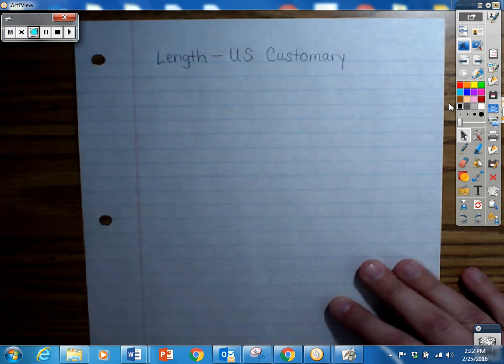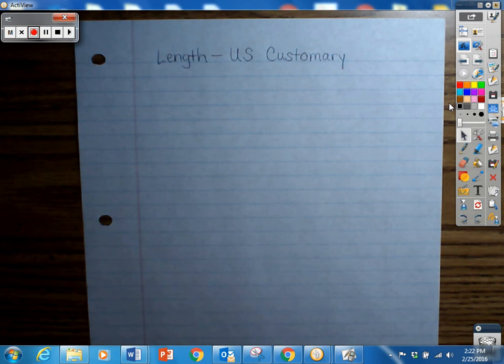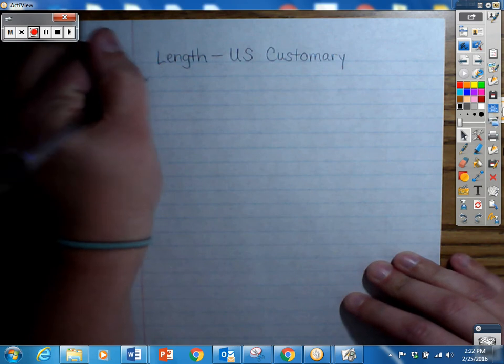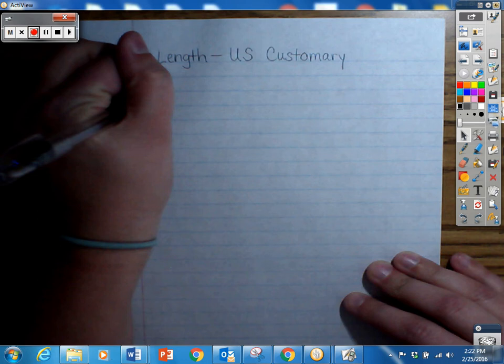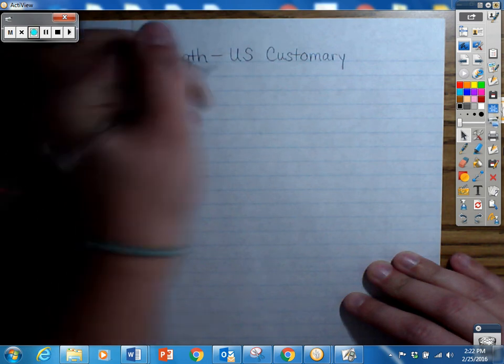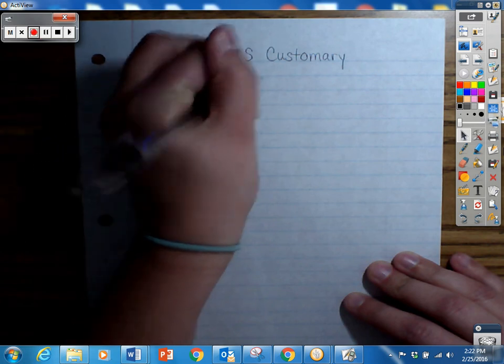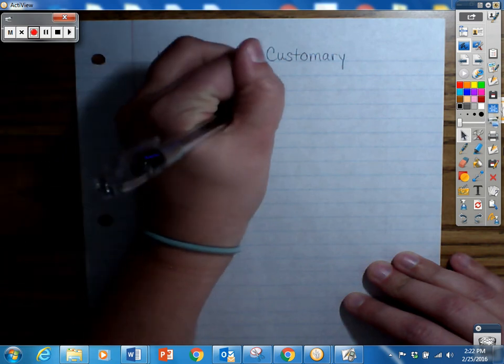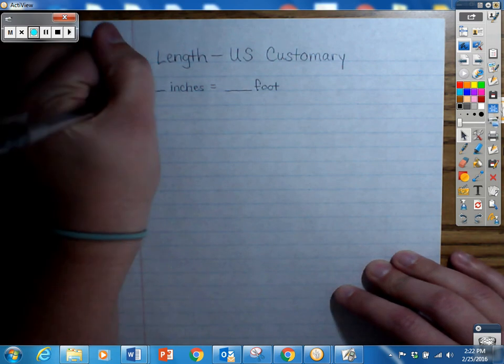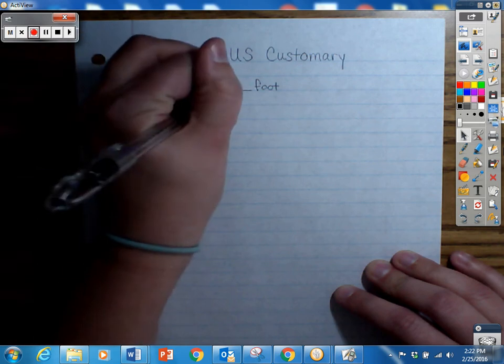U.S. customary is the form of measurement we use in the United States. Everywhere else in the world uses the metric system, which we will be getting to later on. So for U.S. customary, our first measurement of length is inches and foot or feet. So we're going to do the conversion. There are 12 inches in 1 foot.